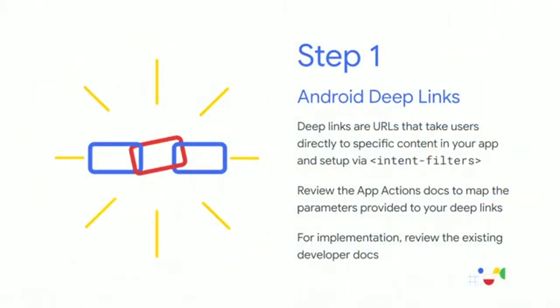Okay, step number 1, Android deep links. For those of you who aren't Android developers, deep links are URLs that take users directly to specific content or actions within an app. The good news is, most Android developers have already implemented deep links in some shape or form in their Android application. So there may not be that much work for you to do here.